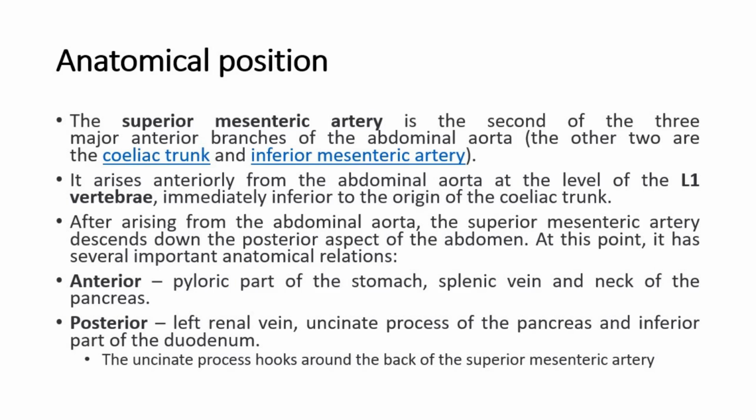Anteriorly, the pyloric part of the stomach, splenic vein and neck of the pancreas. Posteriorly, left renal vein, uncinate process of the pancreas, and inferior part of the duodenum. The uncinate process hooks around the back of the superior mesenteric artery.